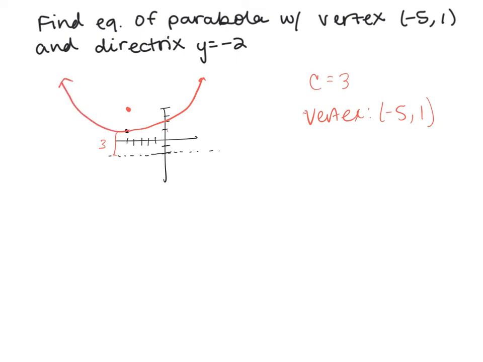This time it is a vertical parabola, so that means it's going to be a y equals. It's opening up, so that's a positive a value. And then for this a value, remember it's 1 over 4 times c. So 1 over 4 times 3 is 1/12. And we have (x + 5) squared plus 1. And that's it.